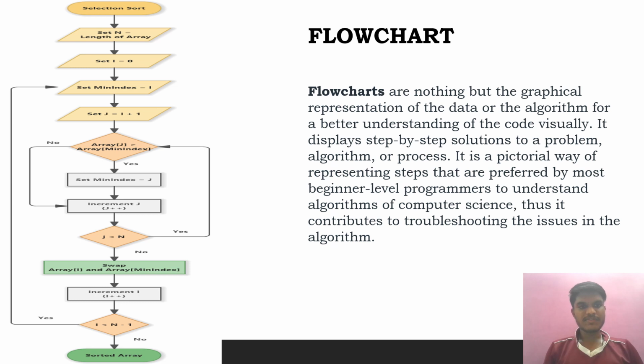This is a flowchart of selection sorting. A flowchart is nothing but a graphical representation of data or an algorithm for a better visual understanding of the code. It displays a step-by-step solution to a problem or algorithm.